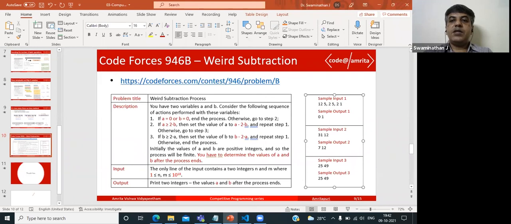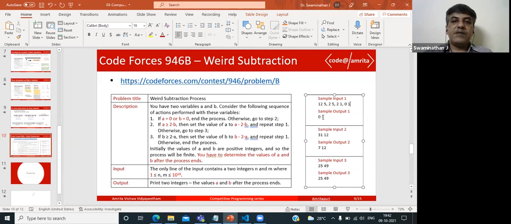At this point we check again. Now again you go to step 1. Step 1 says it is not possible, since a or b should be equal to 0. Then come here: whether 2 is greater than or equal to 2 times 1. Yes, it is true. At that point you do 2 minus 2, which becomes 0.